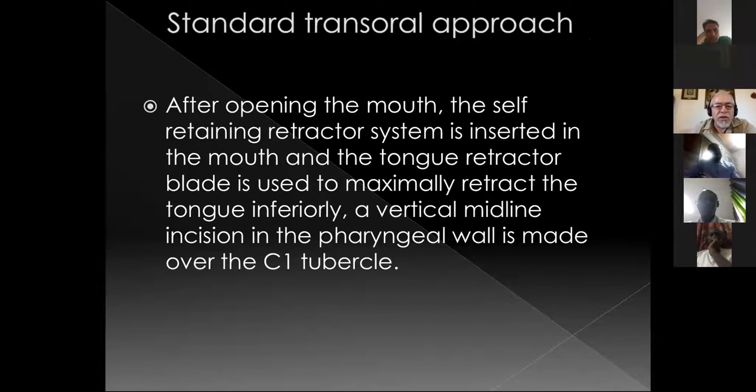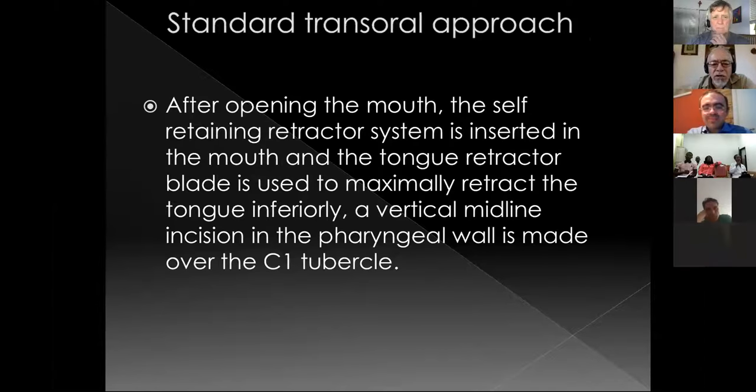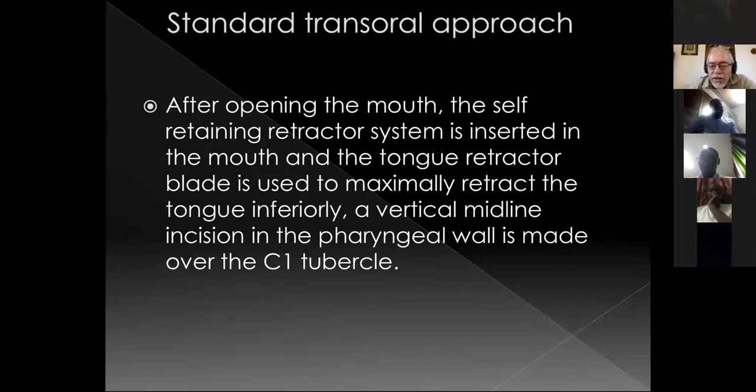this region. The standard transoral approach, after opening the mouth, the self-retaining retractor system is inserted in the mouth and the tongue retractor blade is used to maximally retract the tongue inferiorly. A vertical midline incision in the pharyngeal wall is made over the C1 tubercle.